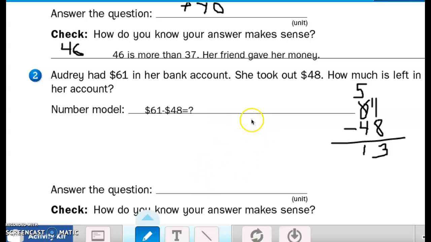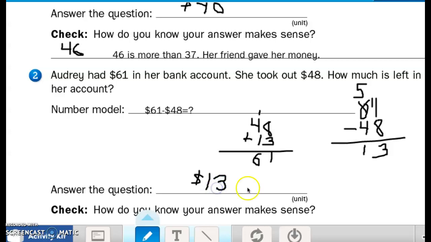Let's just do a little check. Let's see what happens if we do 48 plus 13. It should end up with what she started with. So here we go. 8, 9, 10, 11. Carry the 1 down here. 4, 5, 6, 61. And look at that. That is exactly what she started with. So $13 is the answer to this question.